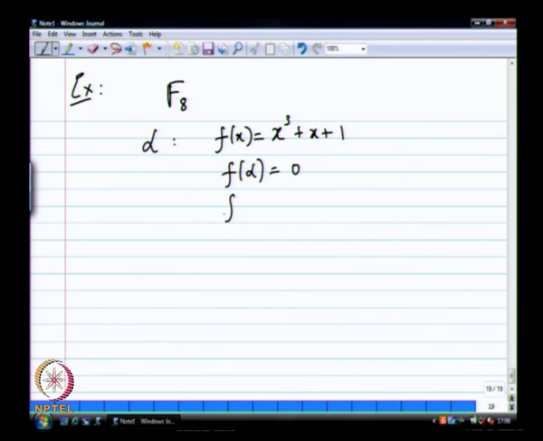You can check that f(alpha^2) will also be 0 and f(alpha^4) will also be 0. I do not have to check for f(alpha^8). Why? f(alpha^8) is very easy to check. Why is that very easy to check? Yes, it is the same as f(alpha).